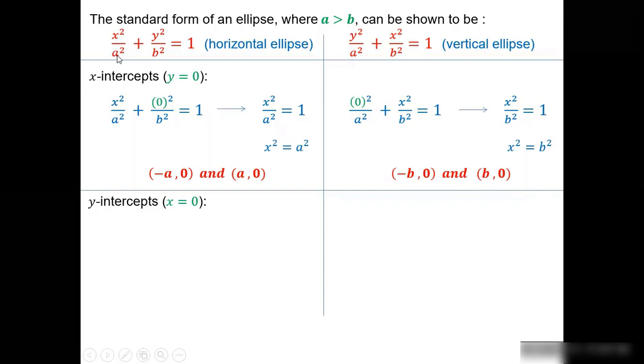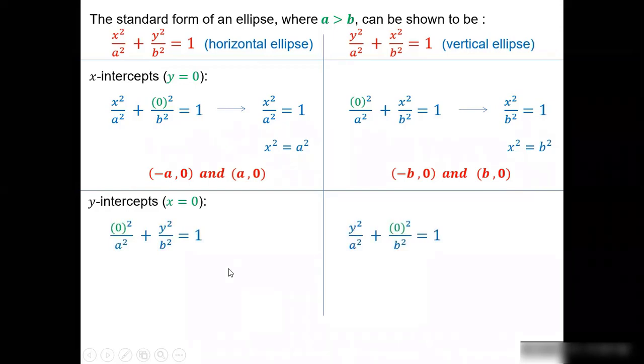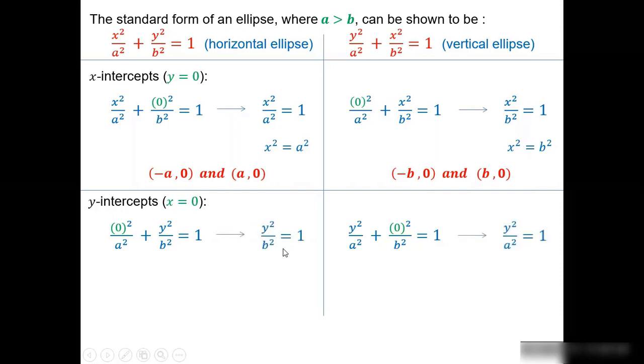So this is very helpful because now we can see the x-intercepts without having to go through the work every time. We could simply look at the number attached to x. Y-intercepts are found the same way, except now we're setting x equal to 0, which now gives us y squared over b squared equals 1. And same thing on the other side for the vertical ellipse, we have y squared over a squared equals 1, because the entire term with 0 cancels out.